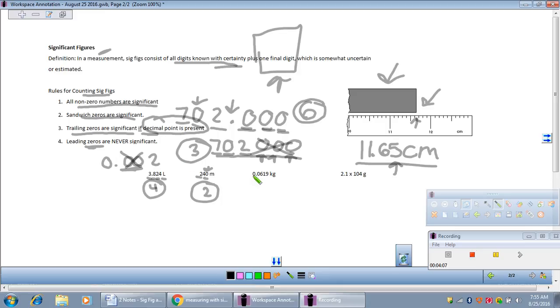Leading zeros, zeros in front of the first non-zero number, we never count them as significant. They're again just placeholders. We have 1, 2, 3 sig figs.